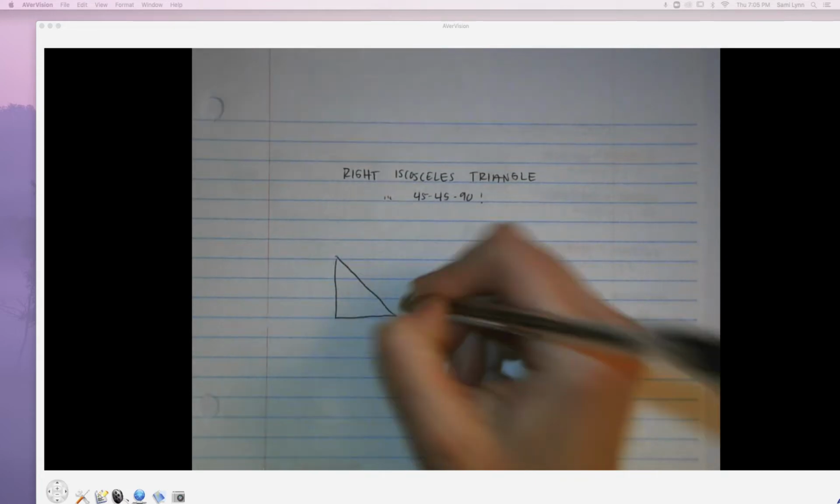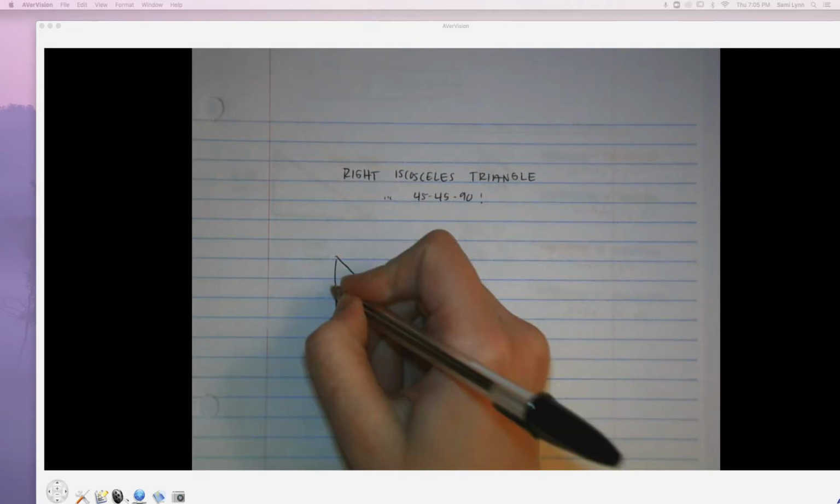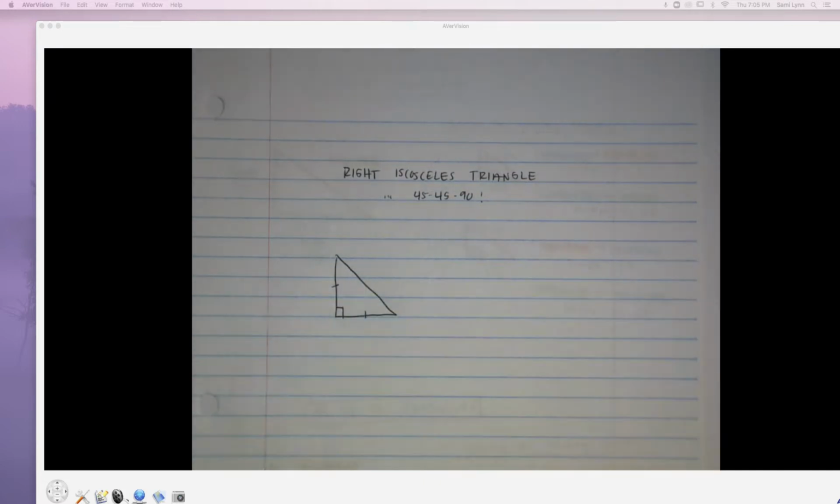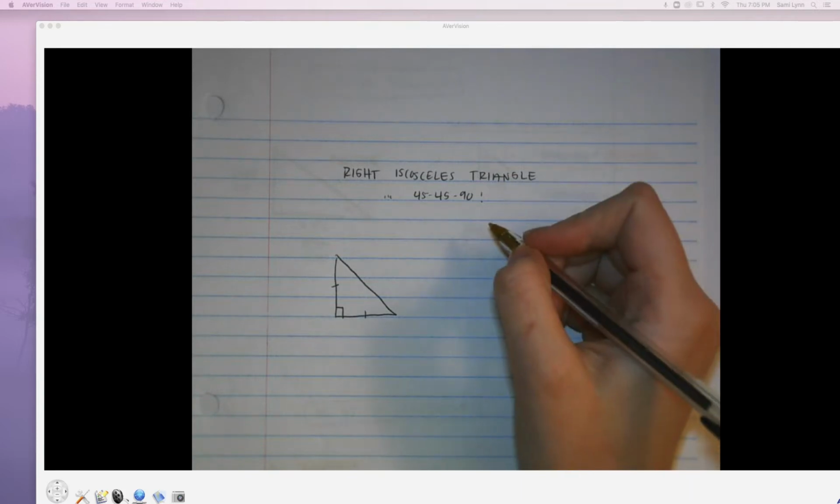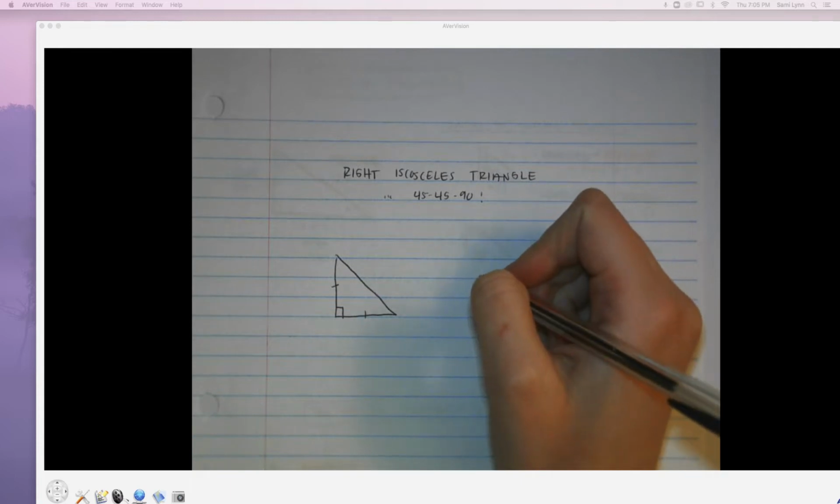The word isosceles you've heard before. All it means is that I've got a triangle and two of the lengths are the same. In this case, it's going to be the legs. So I've got two legs of the same length. I know it's a right triangle, so something cool that I can do is this is the only right isosceles triangle that is going to have these 45 and 45 degree angles.